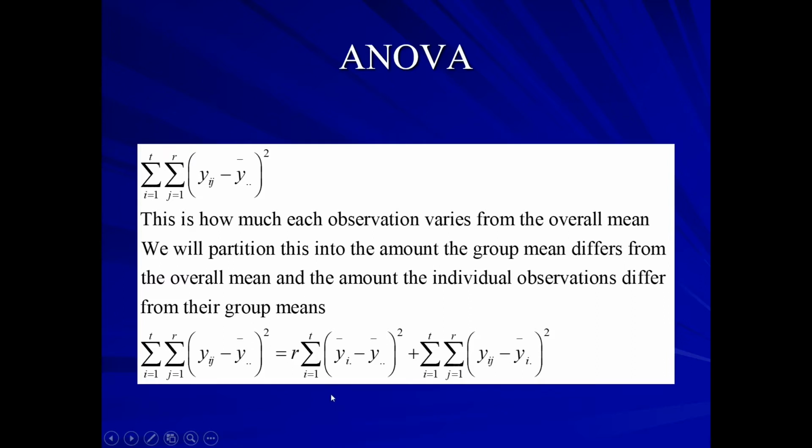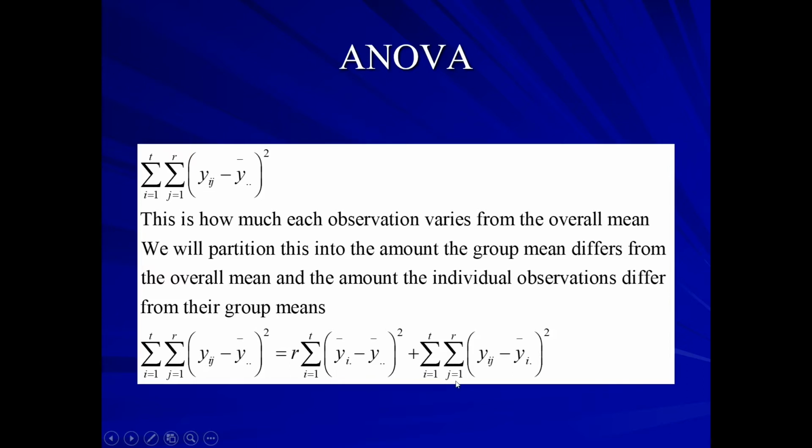Okay, so R, remember, that's our total number of replications in each group, times, well, here we're going to sum from i equals 1 to t of (y bar i dot minus y bar dot dot) quantity squared. What is that saying? We're going to take each group mean, subtract the overall mean from it, square it, and add them up, and then multiply that sum by R, the number of replications.